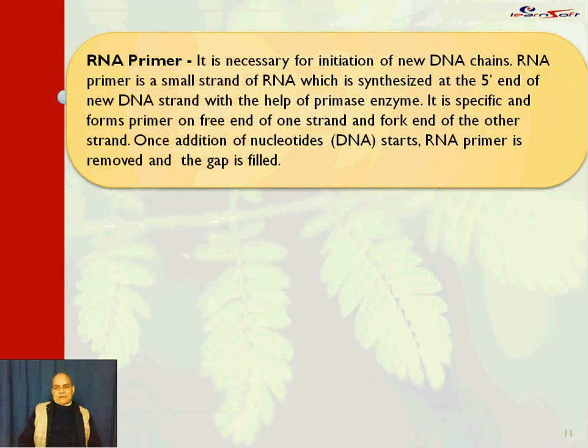Now, RNA primer. It is necessary for the initiation of a new DNA chain. RNA primer is a small strand of RNA which is synthesized at the 5' end of the new DNA strand with the help of primase enzyme. It is specific and forms a primer on a free end of one strand and the fork end of the other strand. Once the addition of nucleotides, that is the DNA, starts, the RNA primer is removed and the gap is filled.